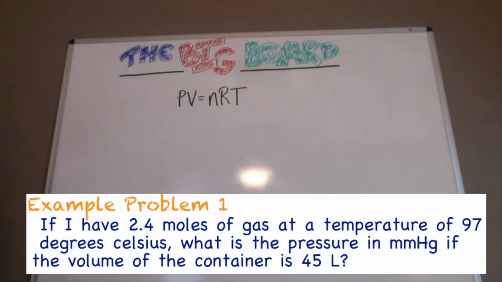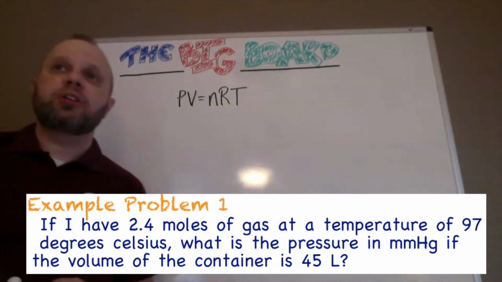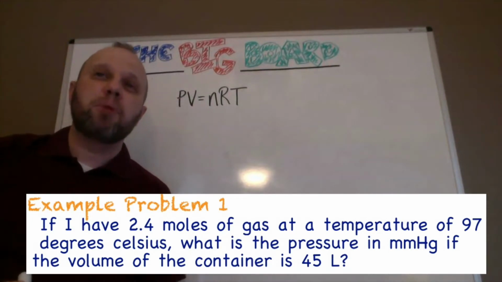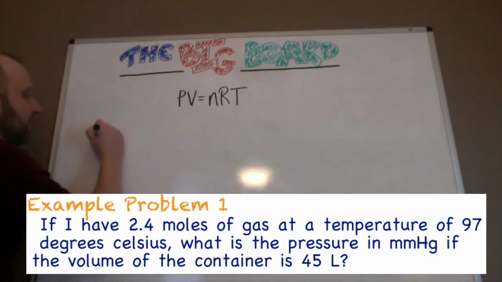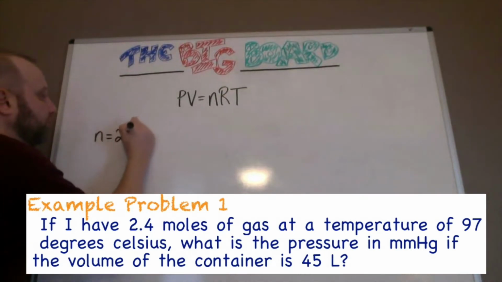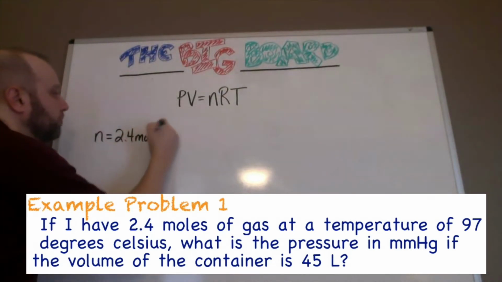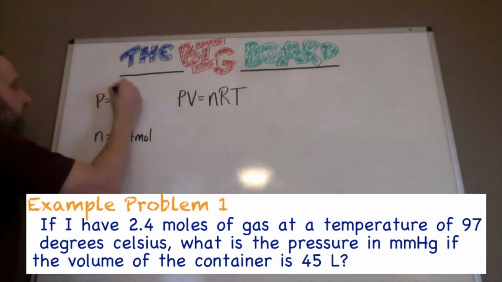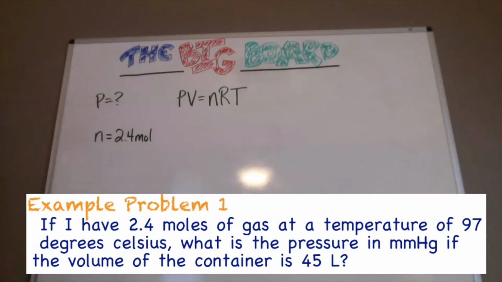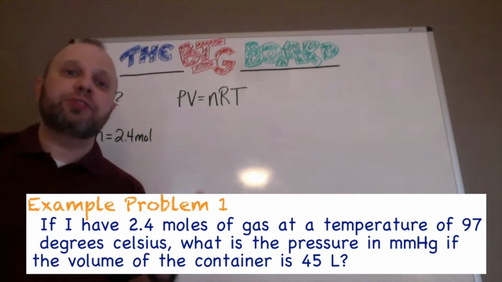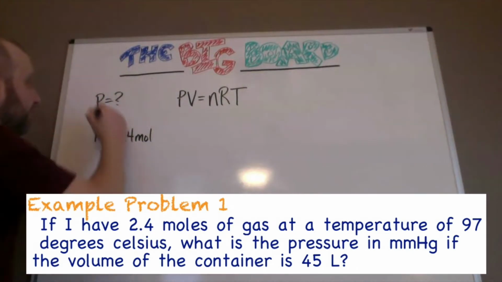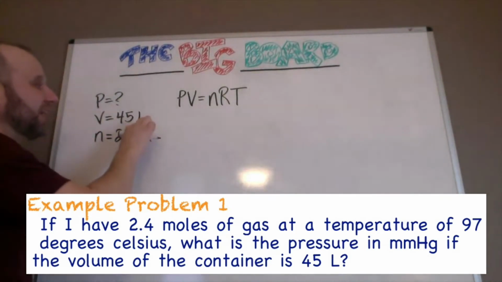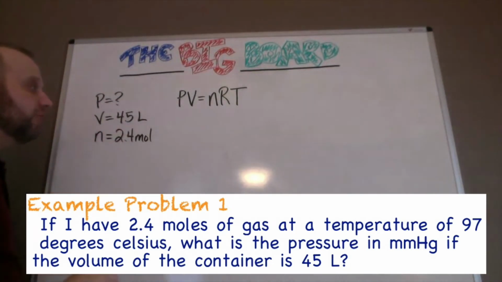And they told us a bunch of information, so let's take a look at each part. In the first part, we're given 2.4 moles. So we know that n is going to have a value of 2.4 moles. We're looking for pressure, so we don't know what that is, and we're told that the volume in the system is 45 liters. So V is going to equal 45 liters. And that's already in the unit that we need, so we can move on from there.